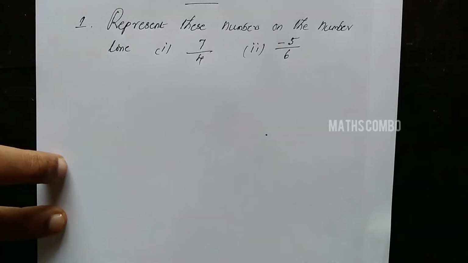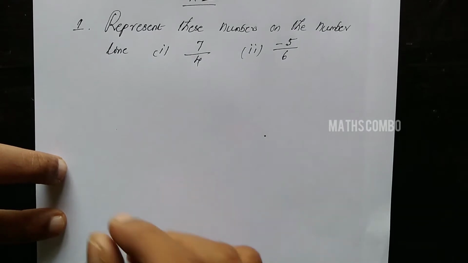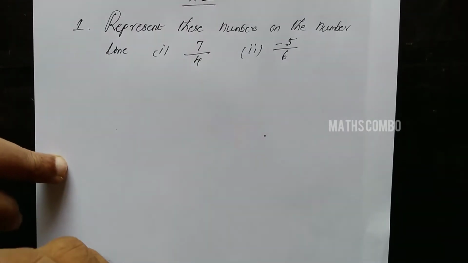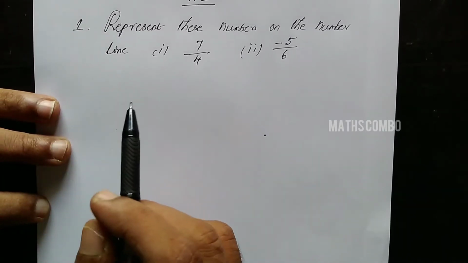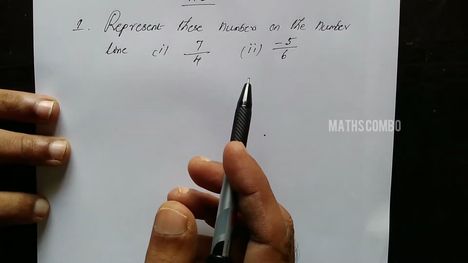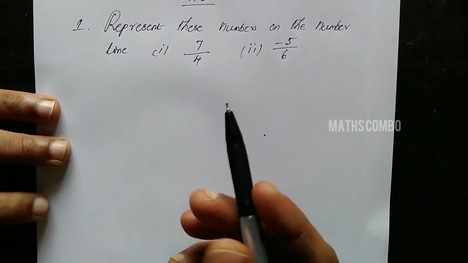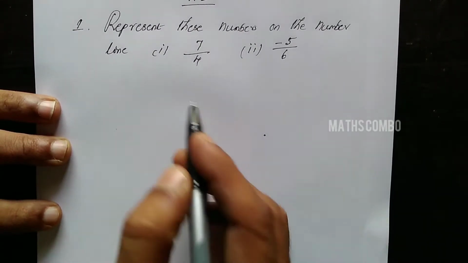So we'll read the question now. It is chapter 1.2. Represent these numbers on the number line. Question 1 is 7 by 4. Question number 2 is minus 5 by 6. First we will draw a simple number line.